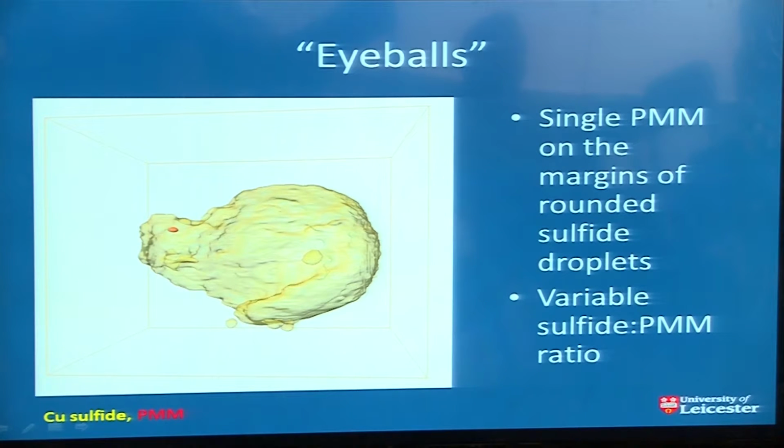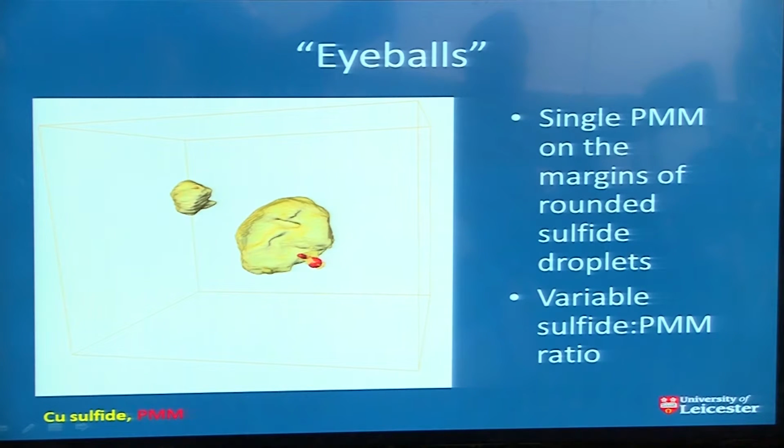We can segment them out, get rid of all the other things, and have a look at what they look like. So this is about 50 microns across. The yellow is the sulfide, so these little rounded droplets of copper sulfide, and the red there is a little palladium or gold mineral.